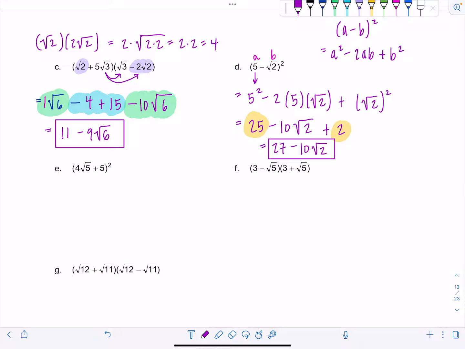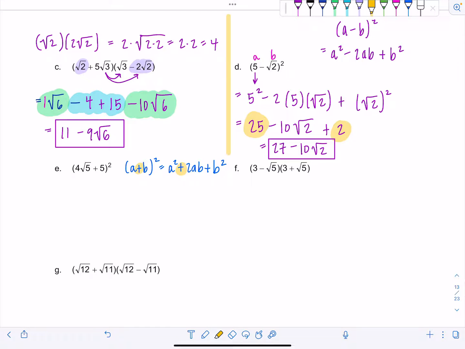Let's try another one. Why don't you guys pause the video, give this one a go. The only difference, since we have addition here, when we square this quantity, a plus b squared, you get a squared plus 2ab plus b squared. So remember, whatever sign is between a and b, that matches the coefficient of 2ab. B squared is always positive.